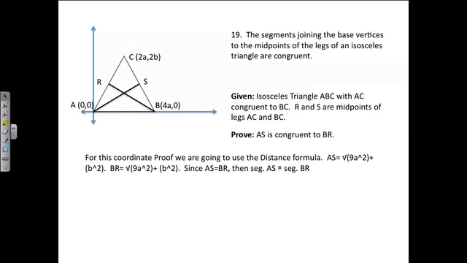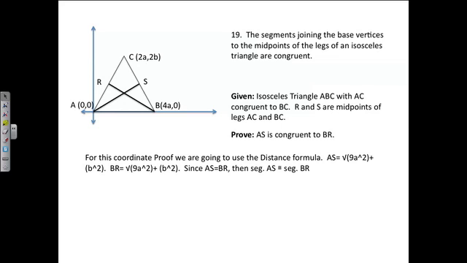Now, we're going to show you how to do a coordinate proof. Number 19. The segments joining the base vertices to the midpoints of the legs of an isosceles triangle are congruent. And the given for this one is going to be isosceles triangle ABC with AC congruent to BC, R and S are midpoints of legs AC and BC. And also, you're going to want to prove that AS is congruent to BR.